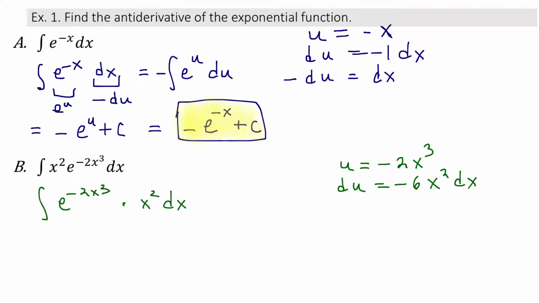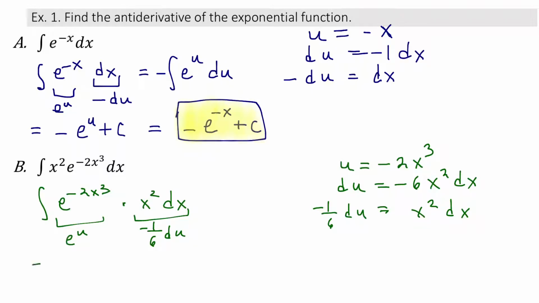So I don't have this negative 6 there, so I need to divide it out of here. So we can say that we have negative 1/6 du, which would make this x squared dx, which I do have. So I can say that x squared dx can be replaced with negative 1/6 du, and this part here is e to the u.